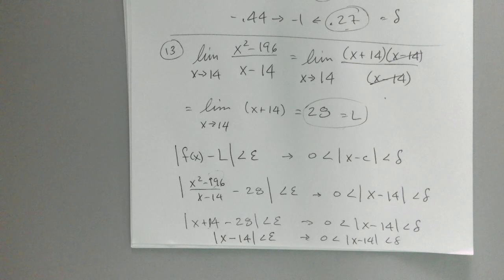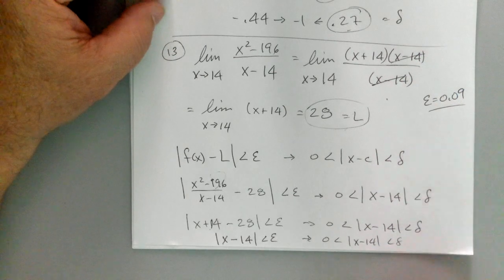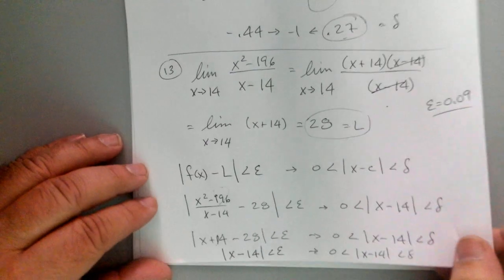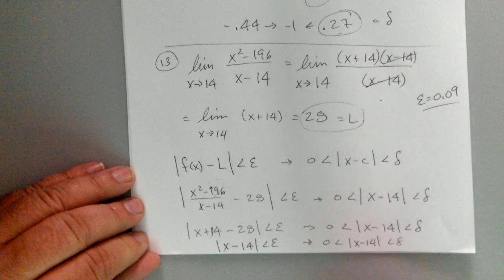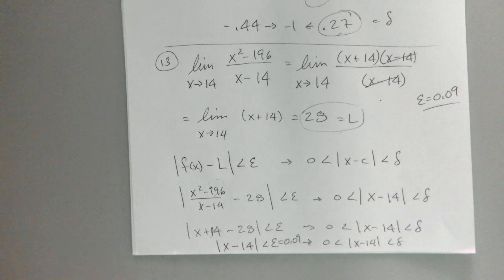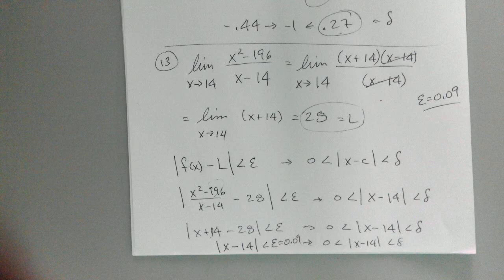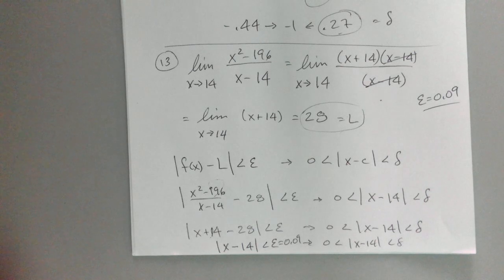Did the equation give us an epsilon value already? 0.09, yes. So what's our largest delta value? It is 0.09.